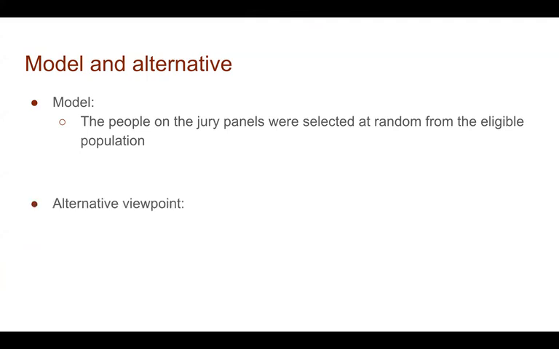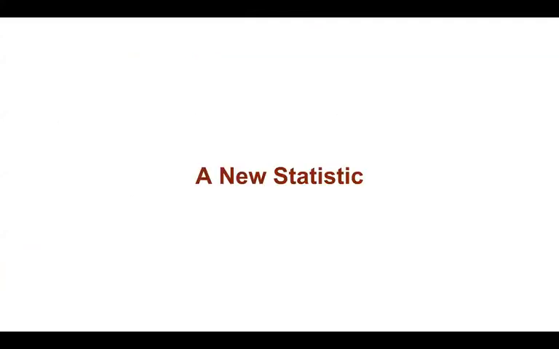And then the alternative is, no, they weren't, right? Again, we're giving this idea of a hypothesis: either it is or it isn't. And so the model is either going to be valid or it wasn't, right? So it wasn't due to chance, there were some other forces at play there. Okay, so now we want to come up with a statistic that captures this, right?